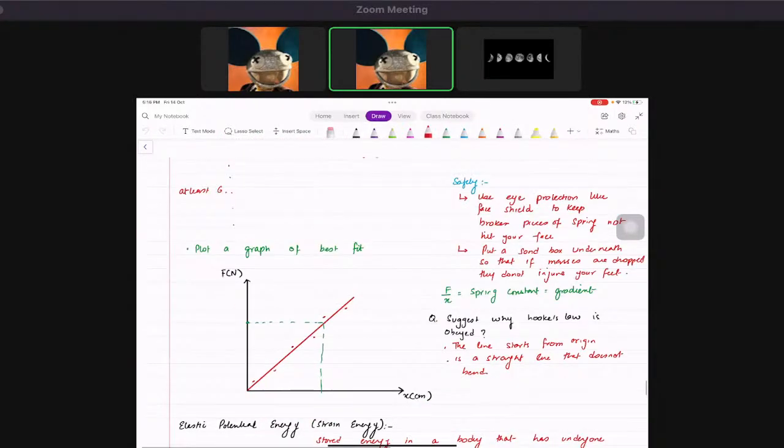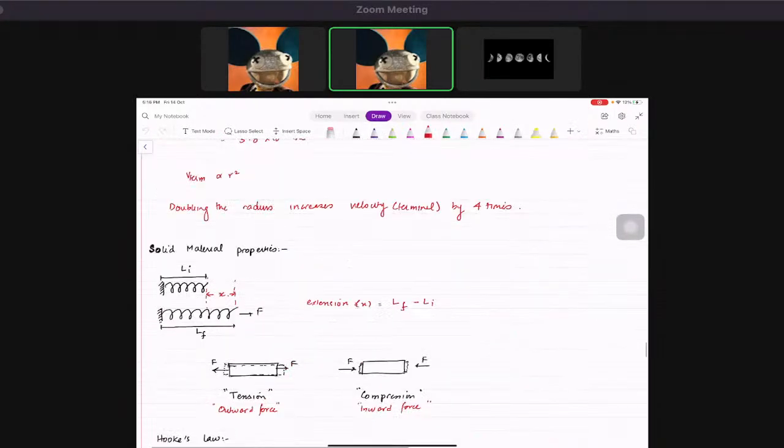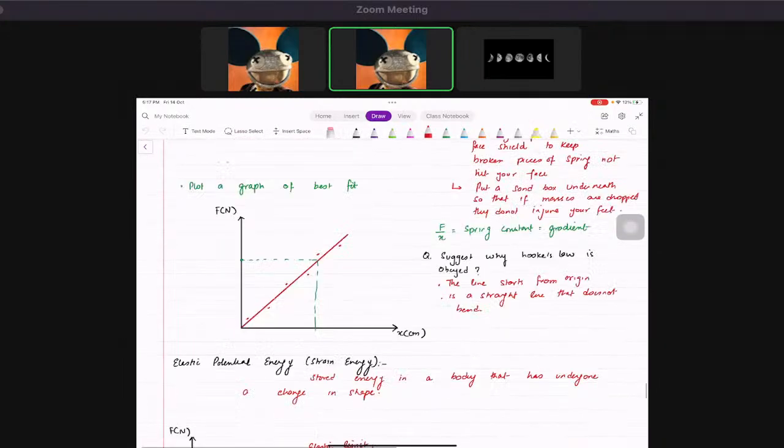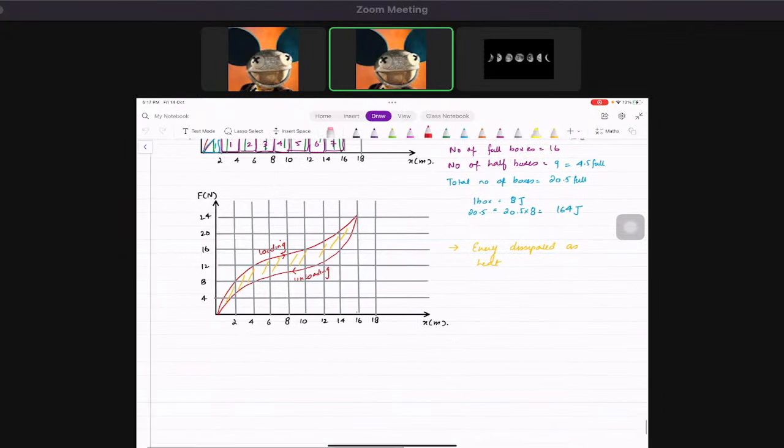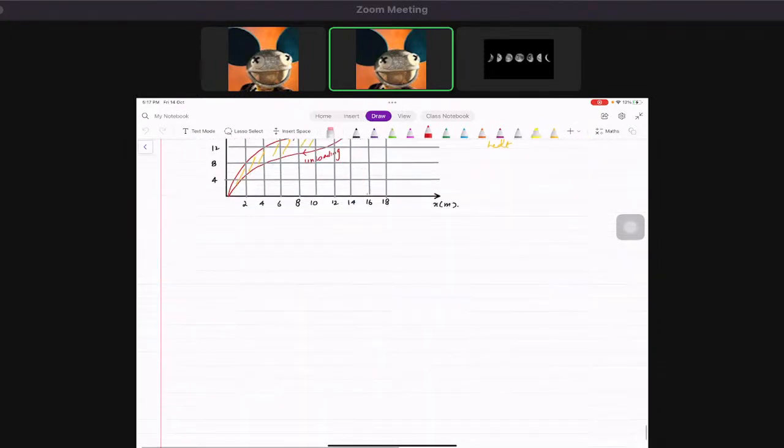We learned about Hooke's law, and we learned about how tension and compression change the shape. And now today we are going to look at stress and strain. So first of all, let's talk about stress.